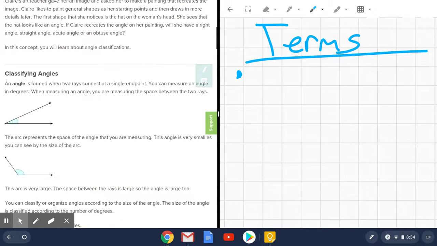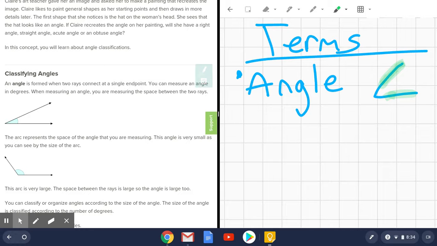So our first term, my friends, an angle. An angle is formed when two rays connect at a single endpoint. So right here, we have two rays, right? We have one ray right here, and one ray right here. Now they do connect. They will connect right here, right? This little point that I just highlighted in, I hope, purple. That is what we call an angle.